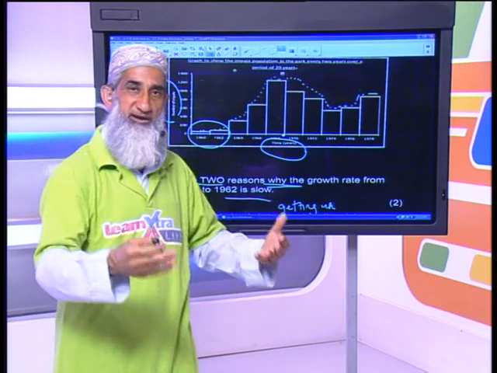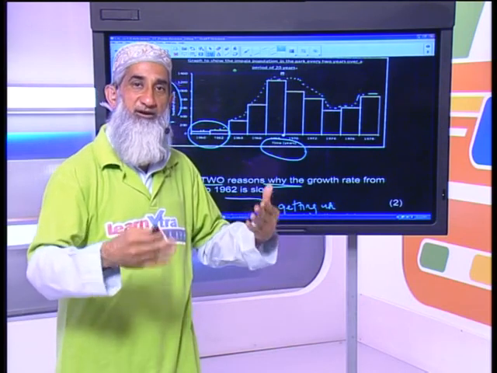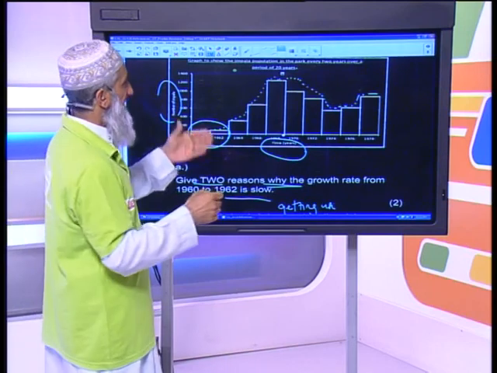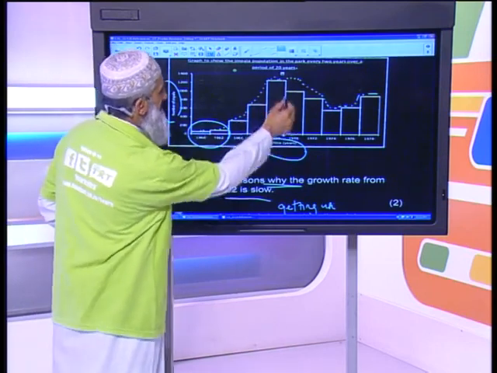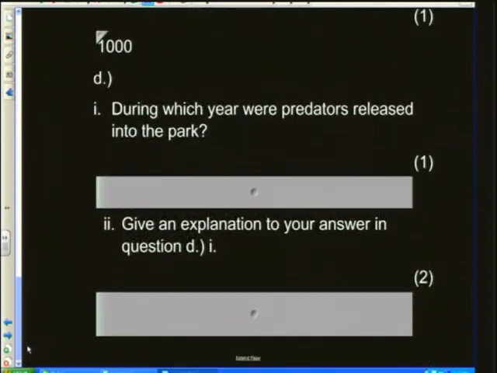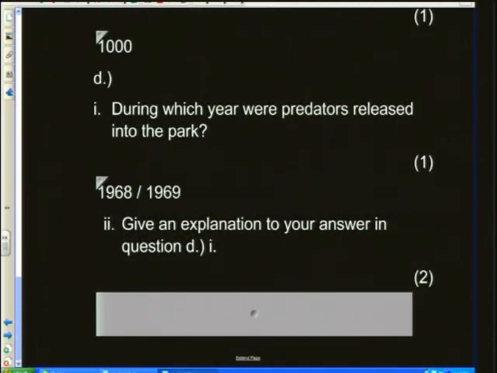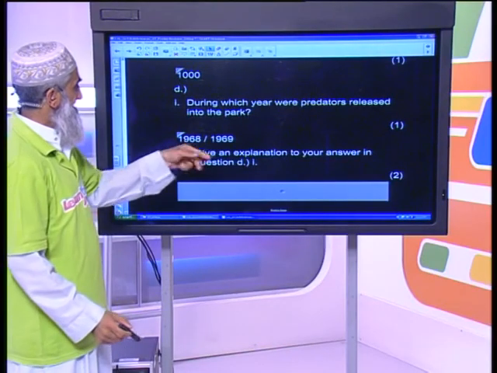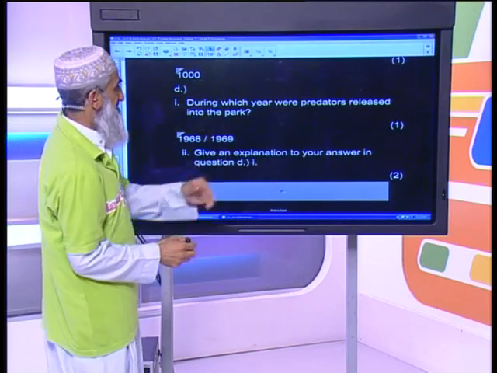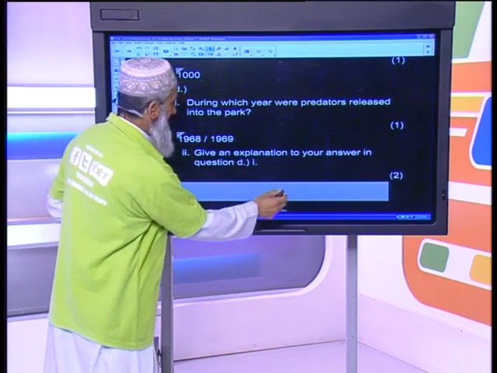If we introduce predators into the park, then obviously they're going to eat these animals and the population will come down. So when did they start decreasing? They started decreasing around 1968, 1970. So your answer should be somewhere around there, 1968, 69. Remember, it had already started decreasing there. So you've got your answer, and you give an explanation to your answer. I've already given you that explanation.